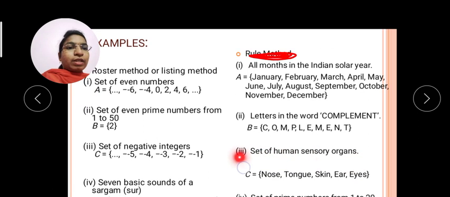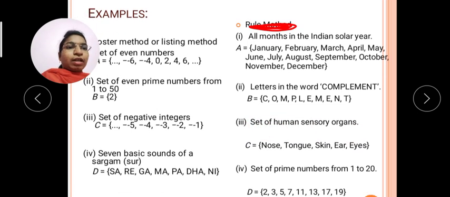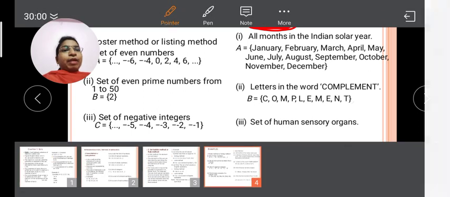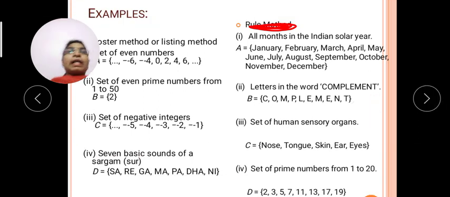Now the set of human sensory organs: nose, tongue, skin, ear and eyes. And the set of prime numbers from 1 to 20: 2, 3, 5, 7, 11, 13, 17, 19. These are the prime numbers. So all these examples are the listing method.